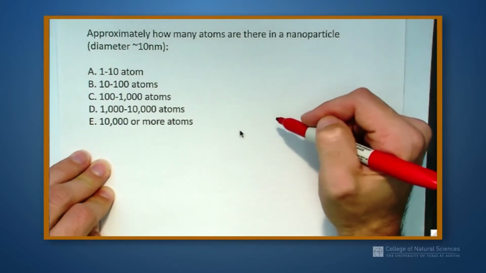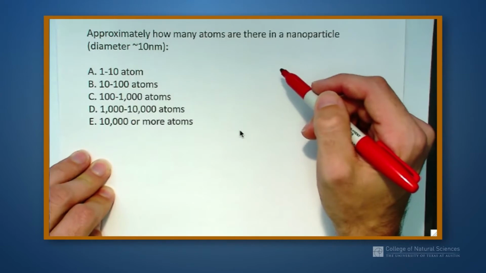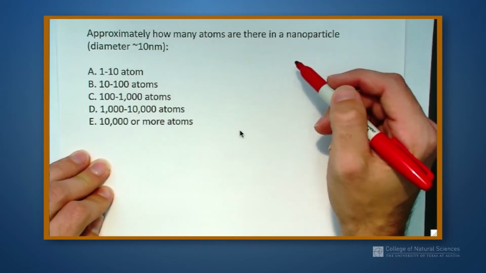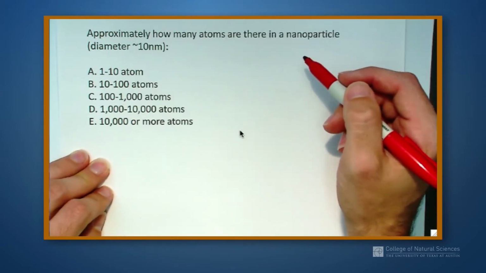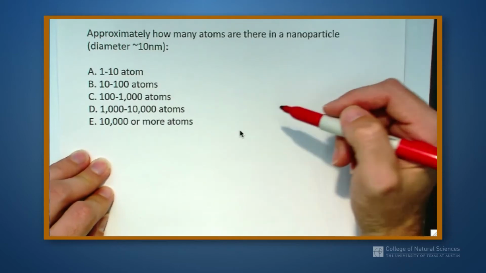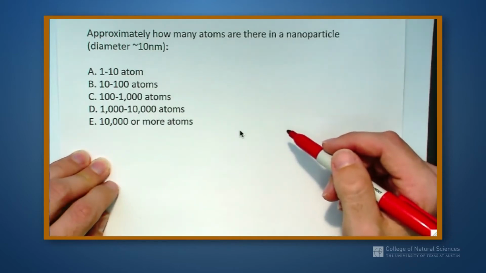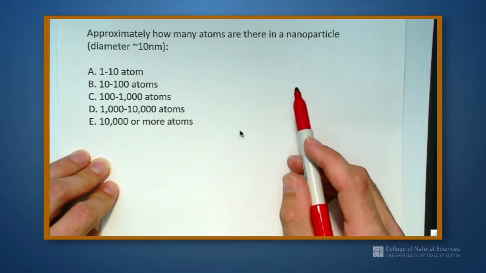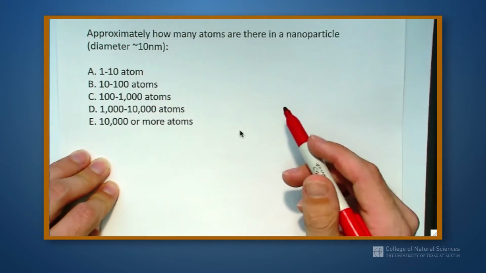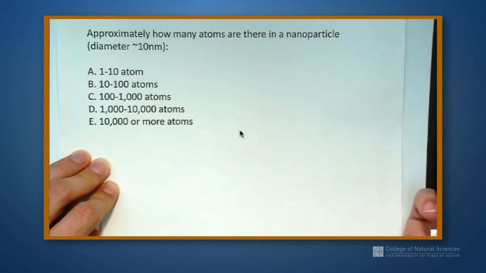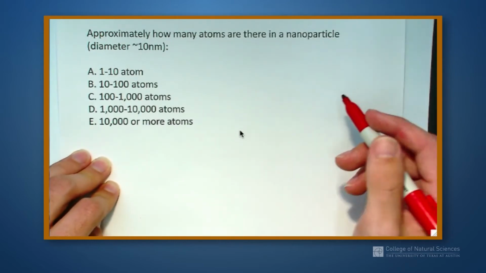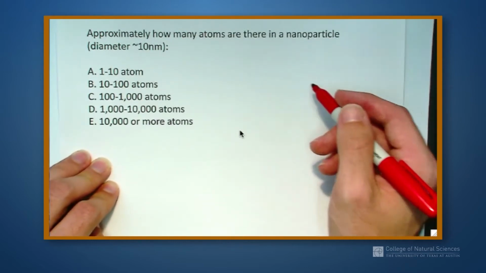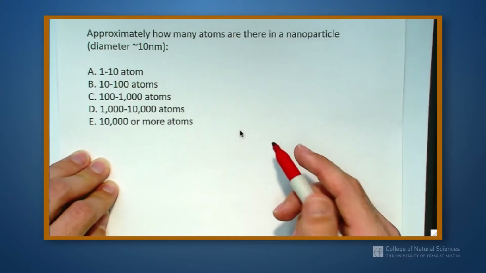So this question asks us, how many atoms are there approximately in one nanoparticle? A nanoparticle is a combination of a bunch of atoms all stuck together. And nanoparticles, as their name suggests, are on the order of 10 nanometers in diameter, anywhere from 1 nanometer up to about 100 nanometers. Well, this is another unit conversion problem.